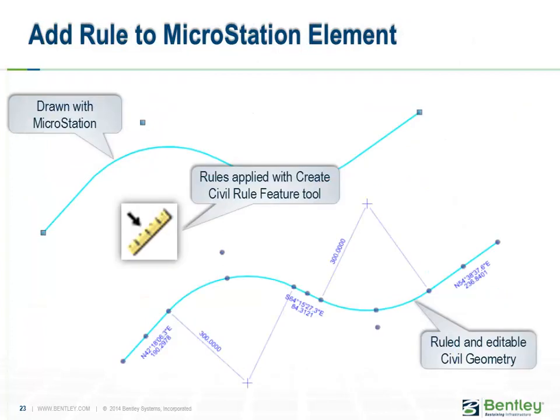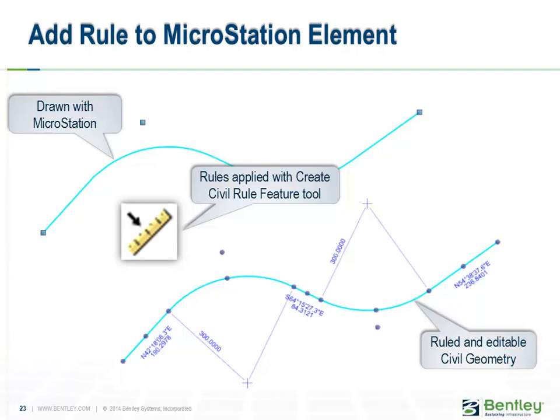Rules are what separate MicroStation and civil geometry. As we just discussed, many of the same tools such as snaps and manipulation tools are used for both MicroStation and civil geometry elements. You can even use AccuDraw or Civil AccuDraw with both MicroStation and civil geometry elements. But the big difference is once a MicroStation element is created, it doesn't remember how it got created. There's no design intent, there's no rules.